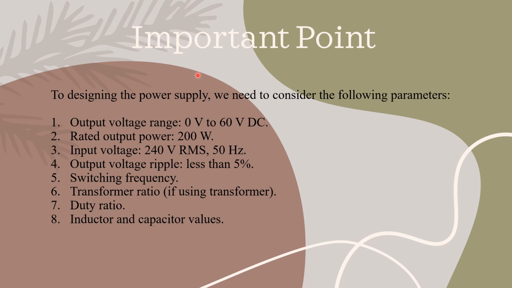So the important point of our assignment is that to design the power supply, we need to consider the following parameters. The first one from the assignment question is output voltage range 0 volt to 60 volt in DC, and rated output power 200 watt, input voltage 240 VRMS and 50 Hz frequency. Output voltage ripple needs to be less than 5%. Switching frequency, transformer ratio, duty ratio, and inductor and capacitor value that we need to show in our assignment.